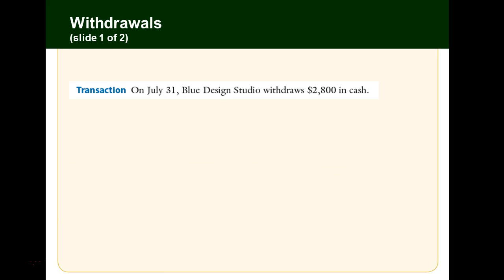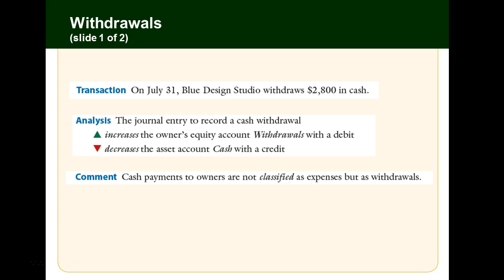On July 31st, Blue Design Studio withdraws $2,800 in cash. What's happening here? We're debiting withdrawal. And what are we crediting? The cash. The withdrawal account gets ultimately increased because it reduces our owner's equity. Our withdrawals account gets debited because it's reducing our owner's equity.